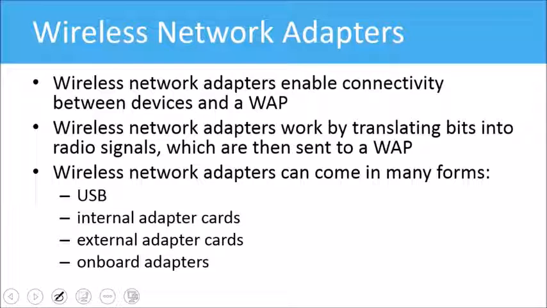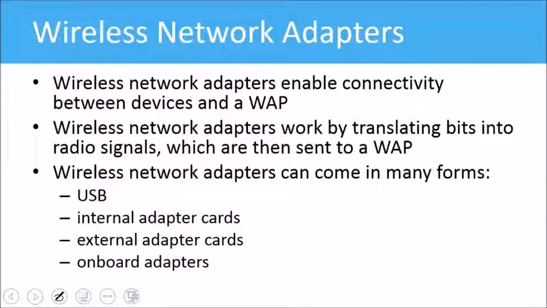So let's talk a little bit more about wireless network adapters. They enable connectivity between any device and a wireless access point, and they work simply by translating bits into radio signals. And if you actually just take a look at my hands here, all that happens is that radio signals modulate, so they sort of go up and down, and that's how they represent zeros and ones. A little different from the way that you represent zeros and ones in binary data with electricity or with light. So anyway, back to the screen.